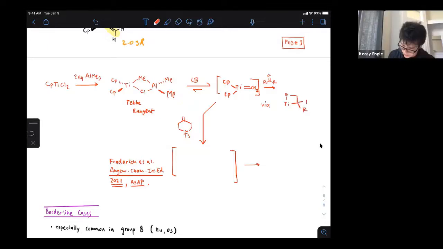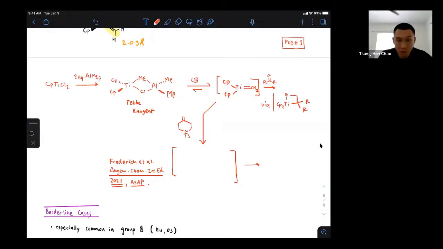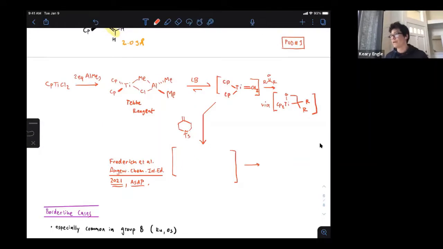Beautiful. Okay, so let's unpack this step by step, just in case anyone is not sure. So the first step will be formation of this oxa-titanocyclobutane via a 2+2, very much in parallel to a Wittig type transformation. And then, as Seung-Han said, this will collapse. So the end product will be conversion of the carbonyl to a methylidene.